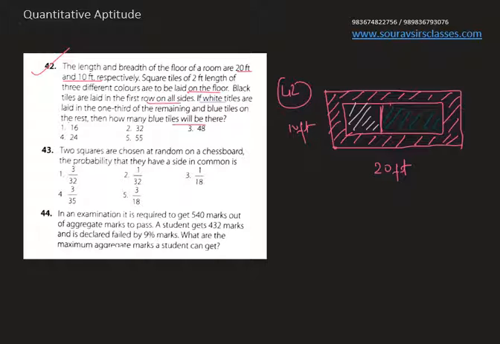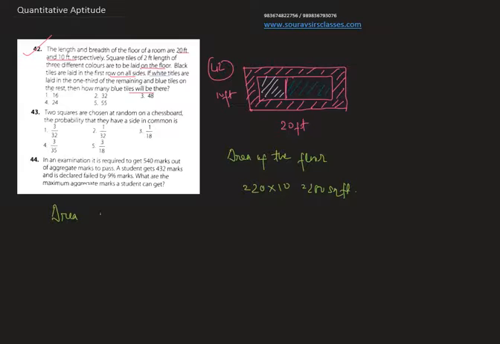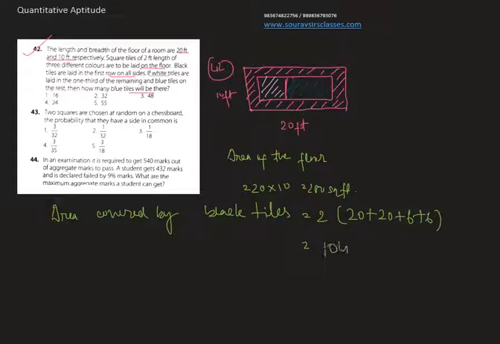So first of all, we calculate the area of the floor, which is equal to 20 into 10, resulting in 200 square feet. Now the area covered by black tiles is equal to 2 into (20 plus 20 plus 6 plus 6), which results in 104 square feet.